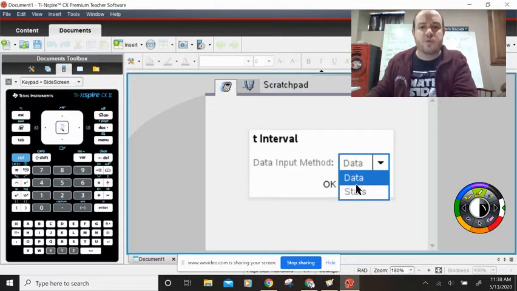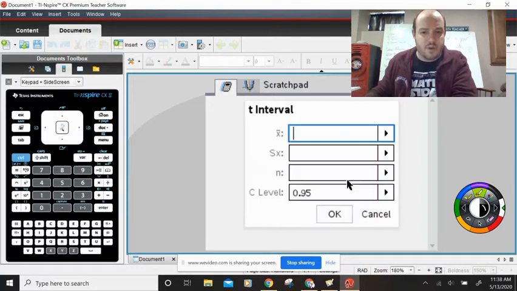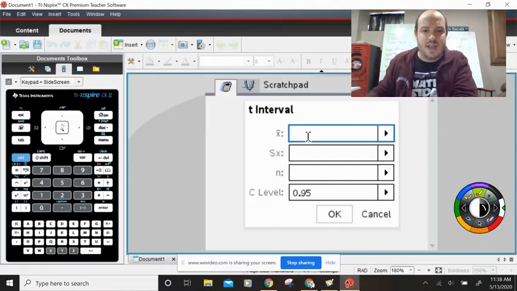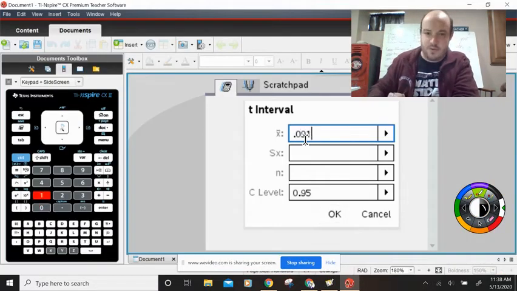Now, just like before, we want to switch it to stats because we don't have the raw data, so we'll plug that in. Now it's going to ask for our mean of the sample, standard deviation of the sample, our sample size, and the confidence level we want to find. So let's go ahead and make sure we're not messing any of this up. 0.0913, and the sample size we know is 150.